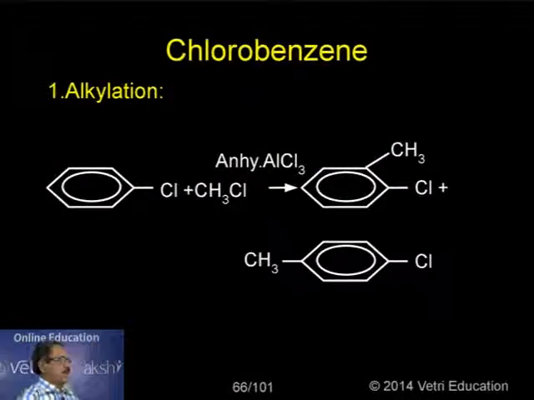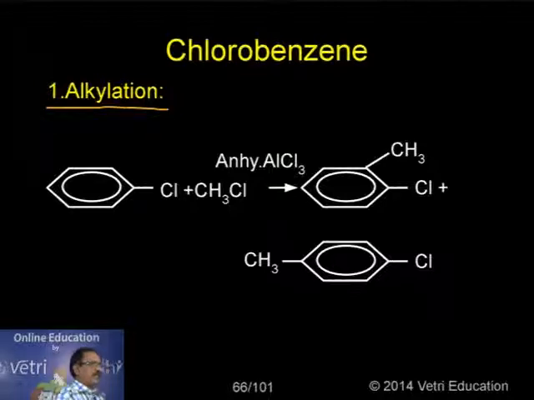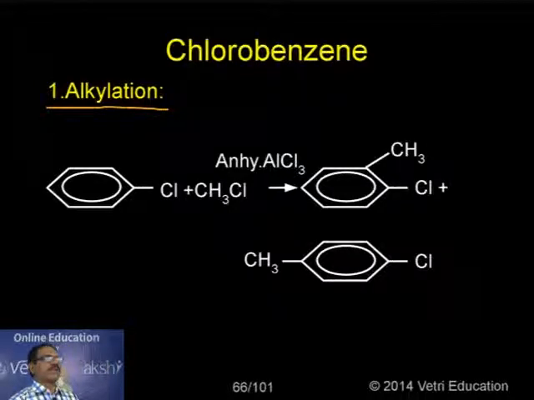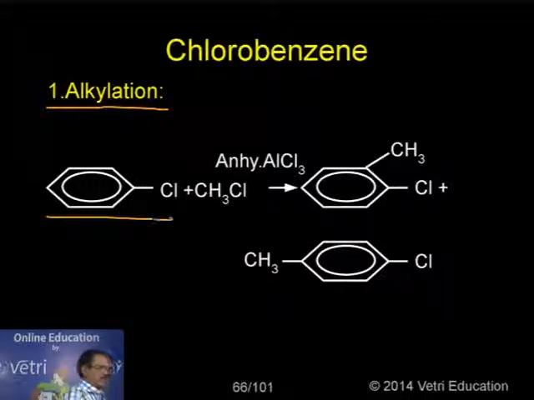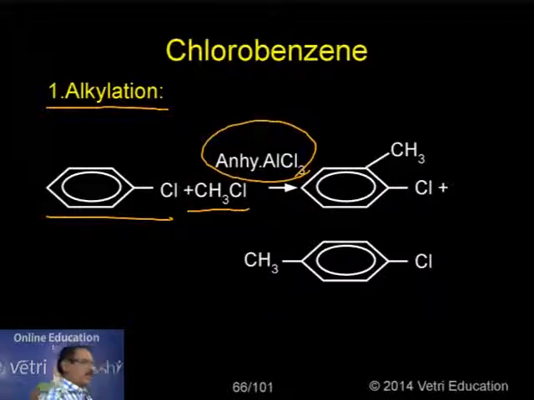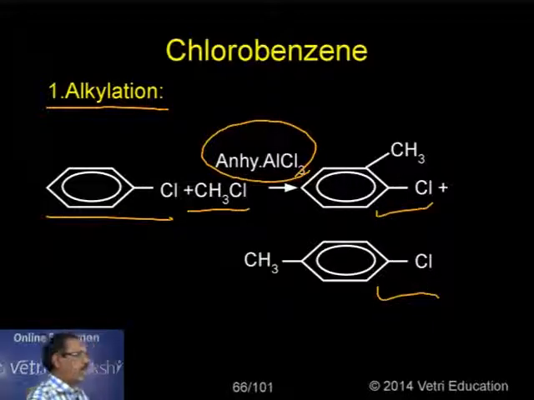First one, alkylation. This is also known as Friedel-Crafts alkylation. Chlorobenzene reacts with methyl chloride in the presence of anhydrous aluminum chloride. What will happen now? I am getting orthochlorotoluene and parachlorotoluene. This is the most important reaction.